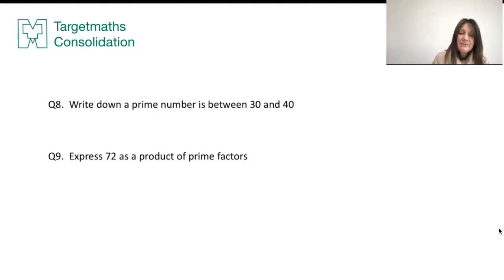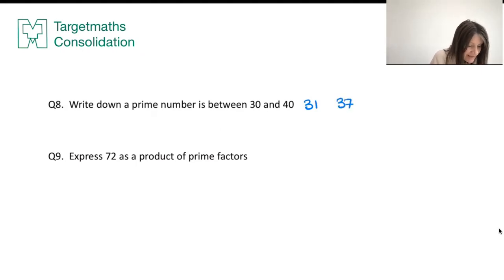So a prime number is a number that is only in its own times table or in the ones. It's got 2 factors. There are 2 that you could have written down. 31 is a prime number in that range, and so is 37.